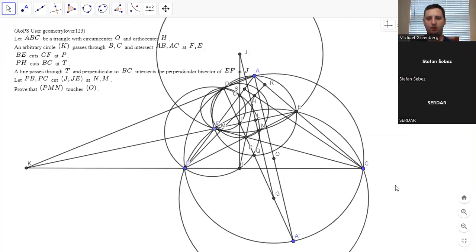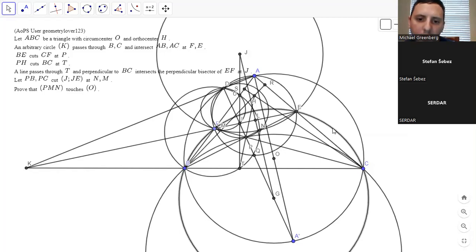Which inversion with respect to which circle? BFEC. Oh, actually, we need to prove that circle PMN stays the same under the inversion. We have to show that it stays fixed under the inversion.